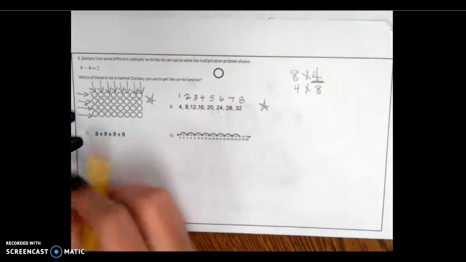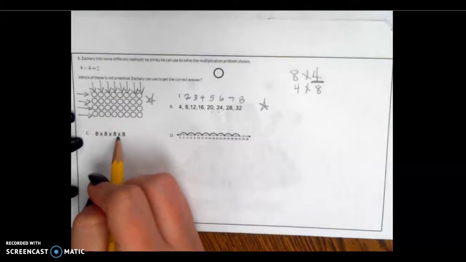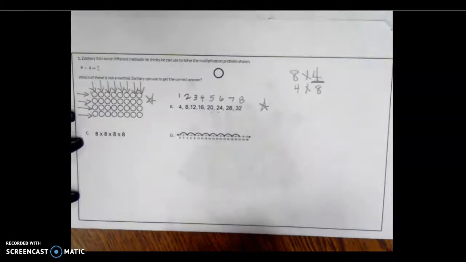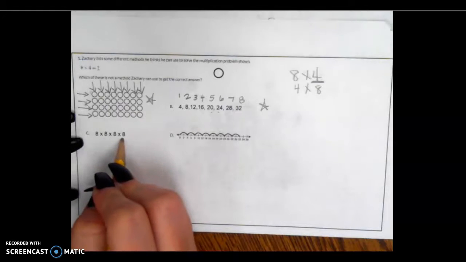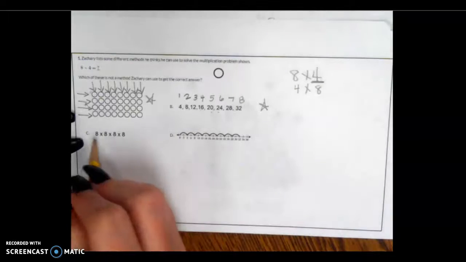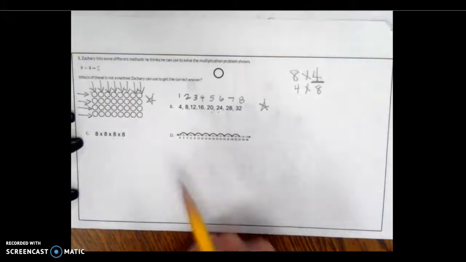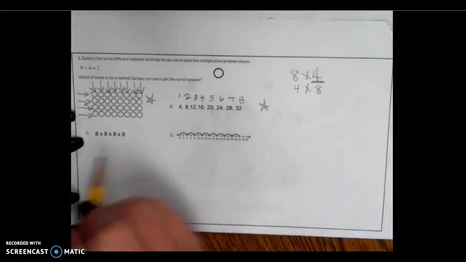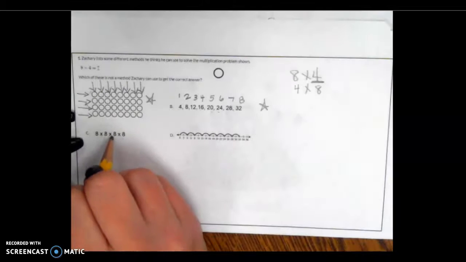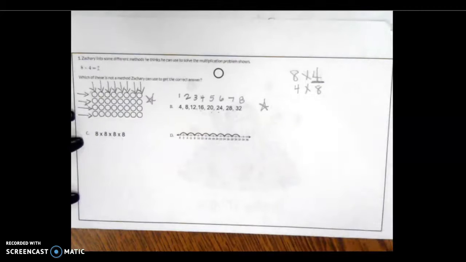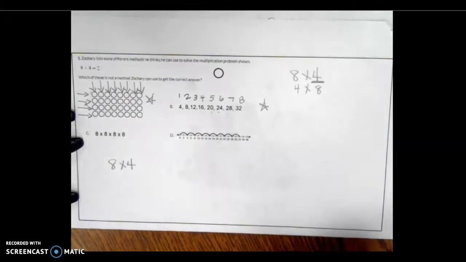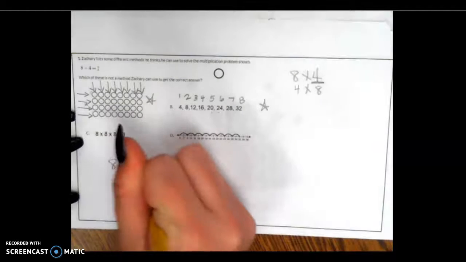C says 8 times 8 times 8 times 8. Well, what would that look like? Is this repeated addition? No. Is this an array? No. Is it a number line? No. Well, let's see. 8 times 8 times 8 times 8. Oh my goodness. So, is 8 times 4, our equation, the same thing as 8 times 8 times 8 times 8?